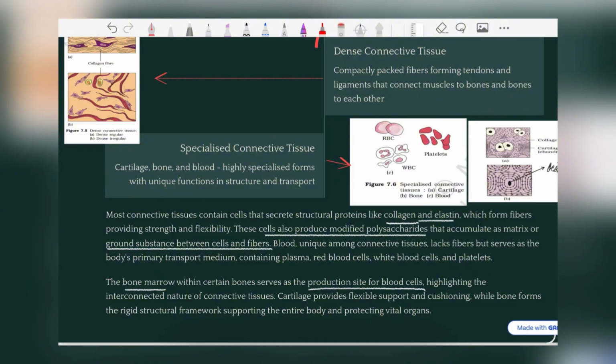Highlighting the interconnected nature of connective tissues. Cartilage provides flexible support and cushioning, while bone forms the rigid structural framework supporting the entire body and protecting vital organs.